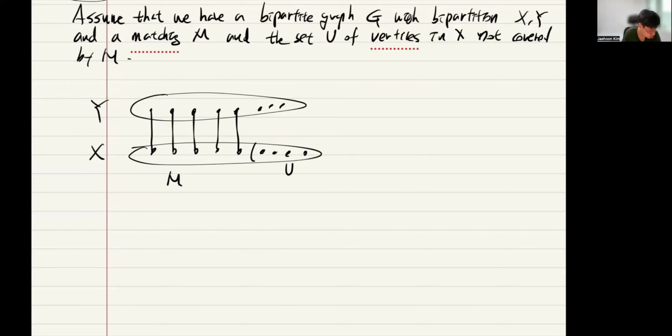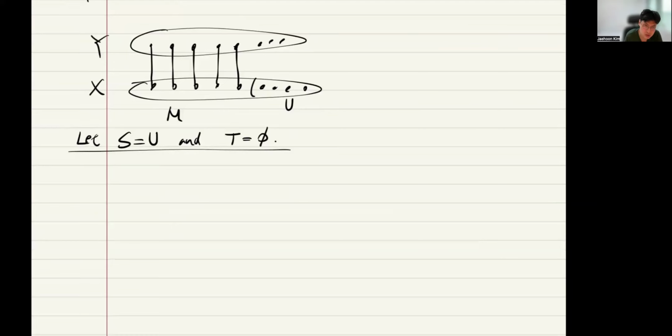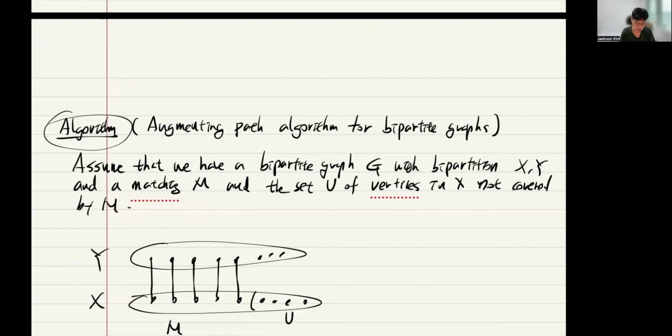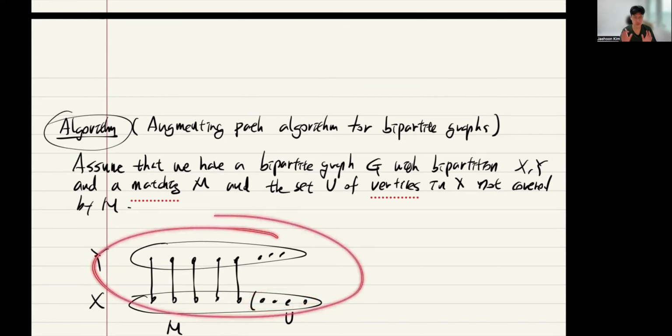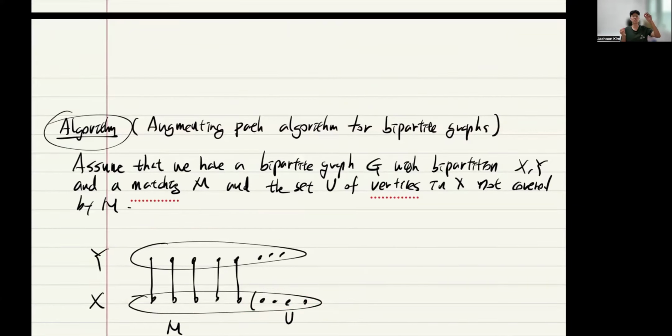So what do we do? We initialize S to be U and T to be empty. These we will update every time. Essentially, we want to keep track of all possible M alternating paths that start from U. If there are M augmenting paths, then both endpoints have to be missed by M. So it has to start from U and end here. So we want to find the M alternating path from here, ending here.